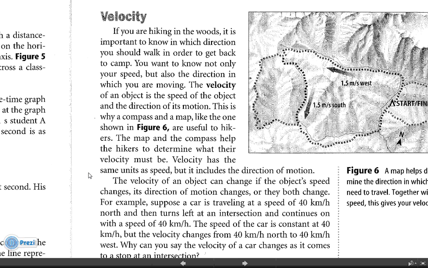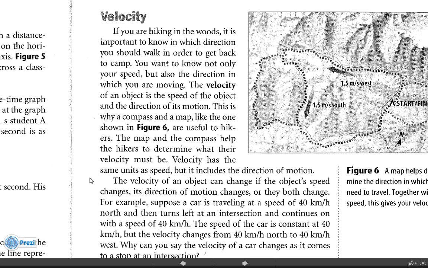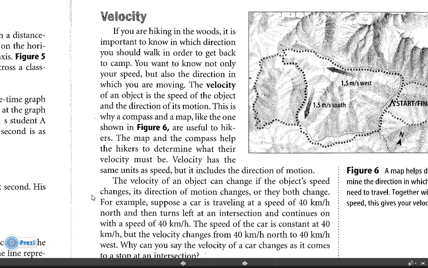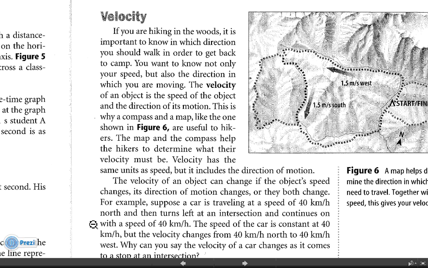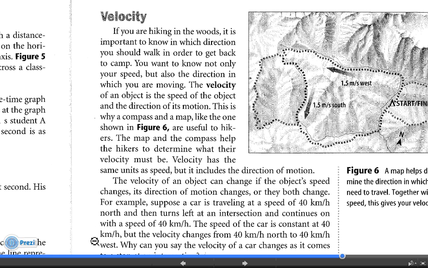Velocity has the same units as speed, but it includes the direction of motion. The velocity of an object can change if the object's speed changes, its direction of motion changes, or they both change. For example, suppose a car is traveling at a speed of 40 kilometers per hour north, turns left at an intersection, and continues on with a speed of 40 kilometers per hour. The speed of the car is constant at 40 kilometers per hour, but the velocity changes from 40 kilometers per hour north to 40 kilometers per hour west.